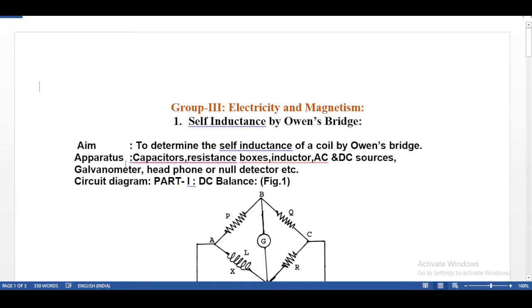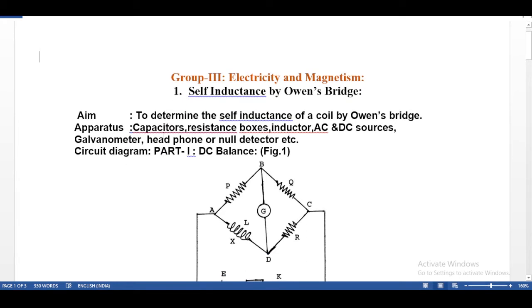For this practical, the apparatus are as follows. In order to build the circuit, we need capacitors, resistance boxes, the inductor whose self-inductance has to be determined, AC and DC sources, as well as a table galvanometer, headphone or null detector. In place of this, we can use a CRO also.